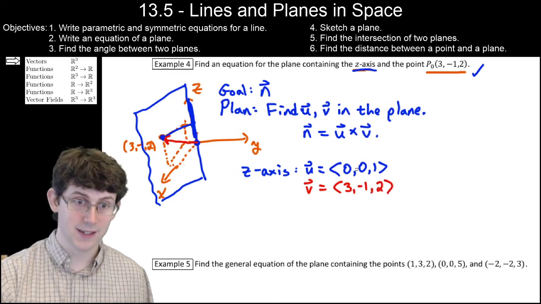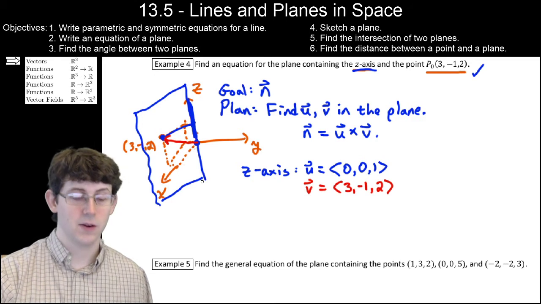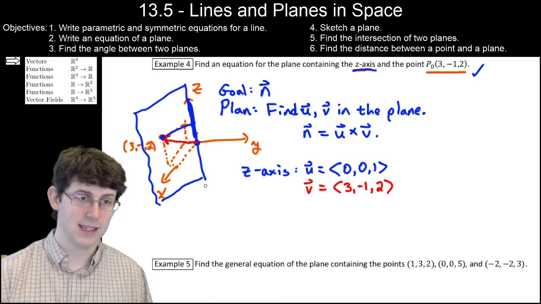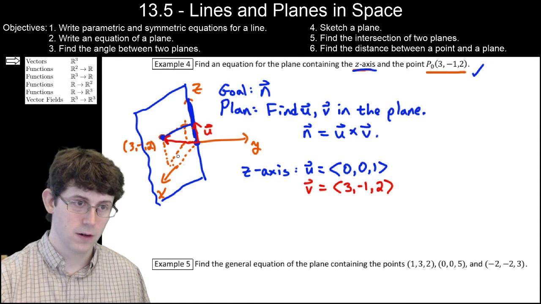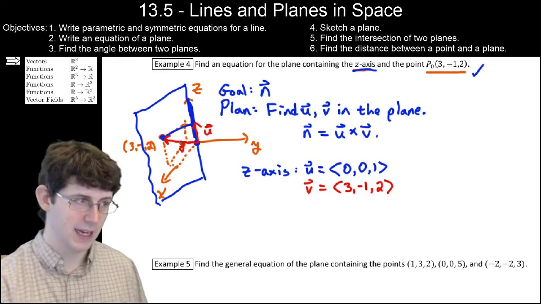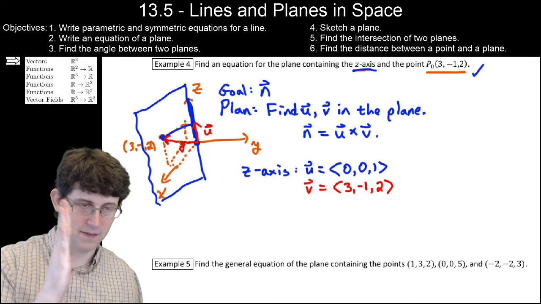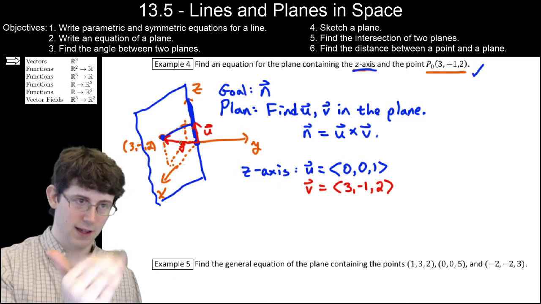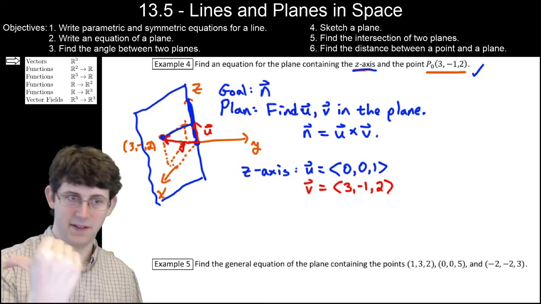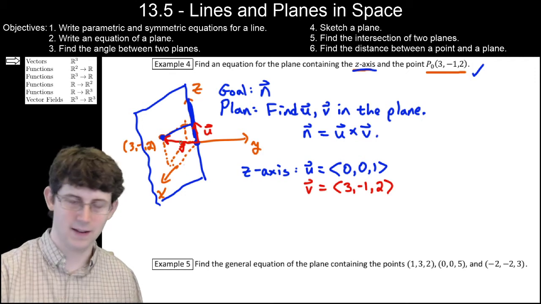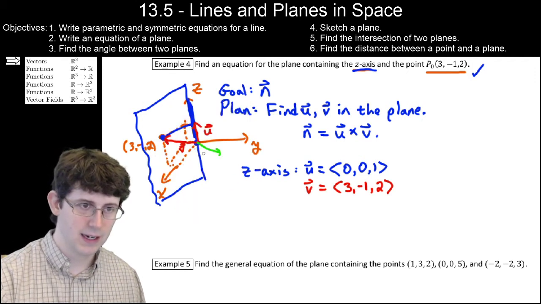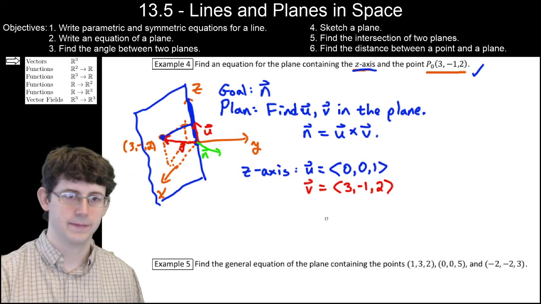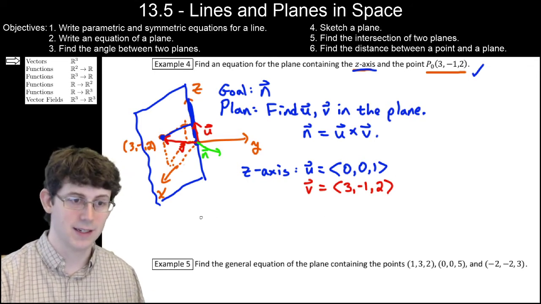I have two vectors that are both in the plane, so I cross them, and in this case I'm going to do u cross v. The fingers of my hand will point toward u, I'll curl toward v, and I'm expecting to get a normal vector n that will point this way. To do it, I just do the cross product.